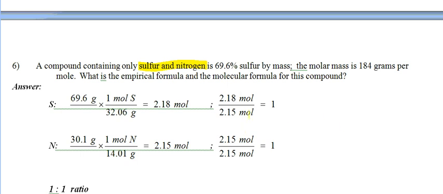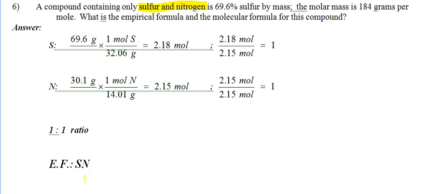Here, 2.18, let me get back here, 2.18 divided by 2.15, that's 1.0139. Okay, that's only off by a 100th. So we're fine there. We can live with that. So our ratio is 1 to 1, and so my empirical formula is SN.